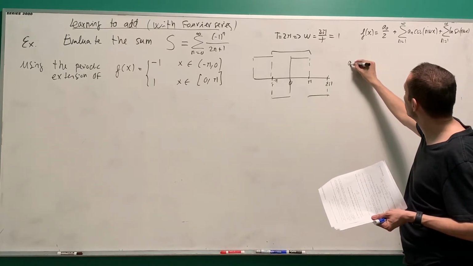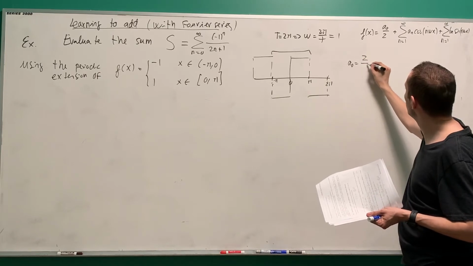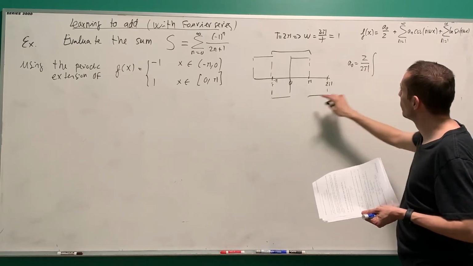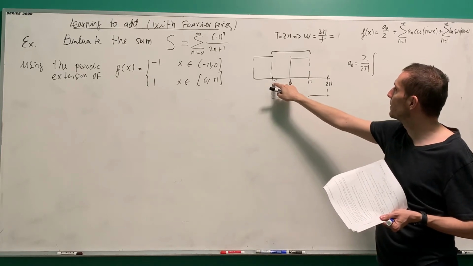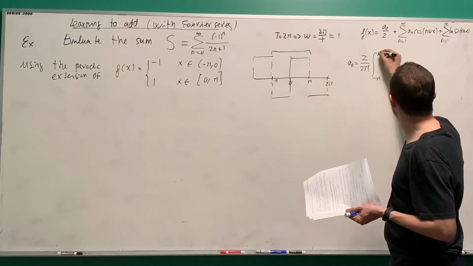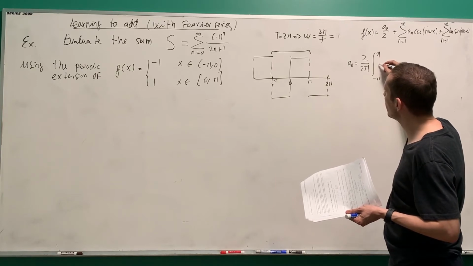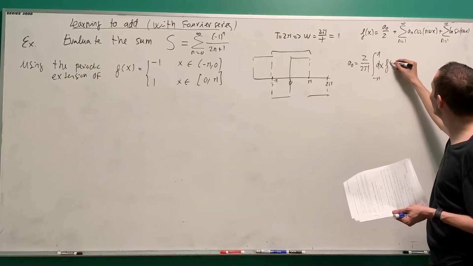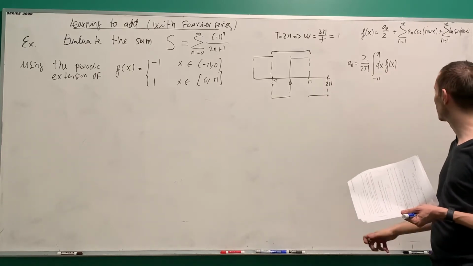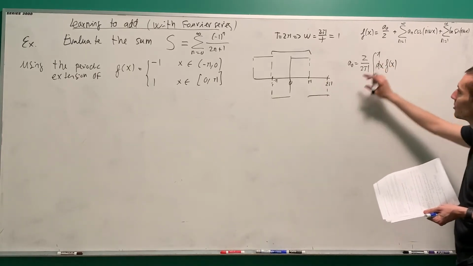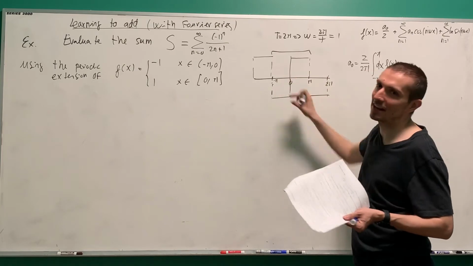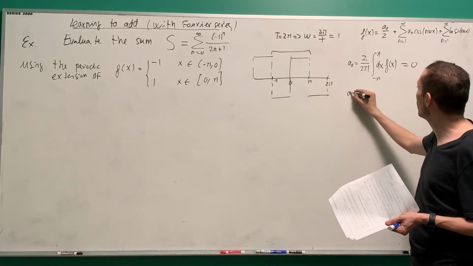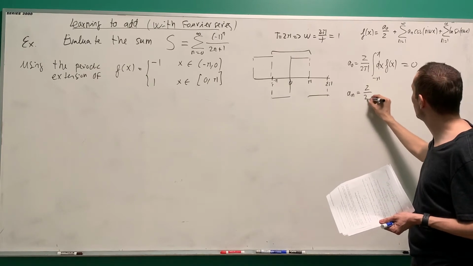So what would be a0? Well, a0, if you remember, is twice over the period, and the period is 2 pi, times the integral over the period. I'm going to take t0 equals minus pi, so from minus pi to pi of f of x dx, I'm going to write the dx here like adults. And then we realize that in this interval, this area cancels this area. It's an odd function, so because it's odd, this is zero.